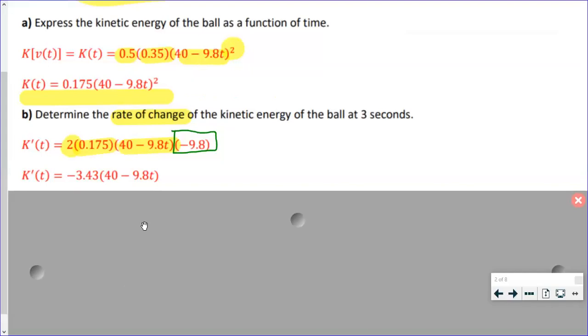And now we simplify the negative 9.8 multiplied by 2 times 0.175. If we combine all the constant numbers, we have a simplified version of the derivative formula.